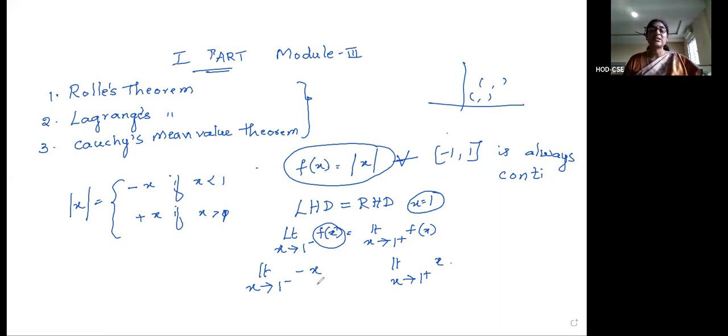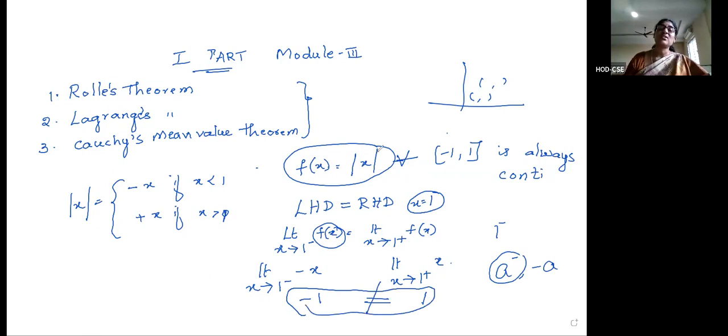Is it clear, right? 1 minus and minus 1 are very different. A minus means we are referring to the numbers just below a, and minus a means we are referring to the negative of a. So there is a lot of difference here. Here, if we substitute x is equal to 1, we get minus 1, and here if we substitute 1, we get 1. So minus 1 is not equal to 1. Therefore this function is not differentiable.